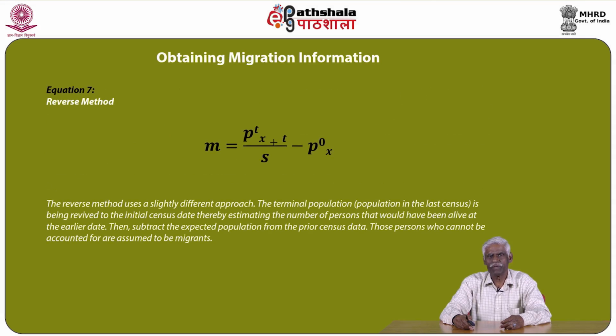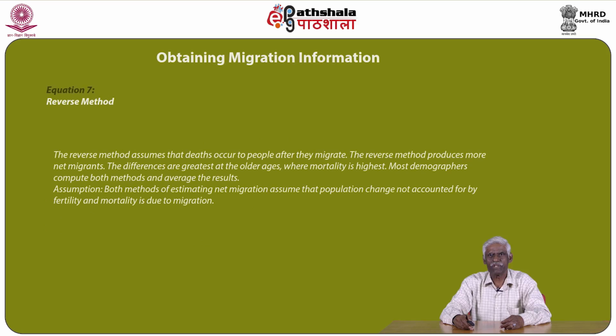The reverse method equation is m is equal to P t x plus t divided by s, minus P naught x. The reverse method uses a slightly different approach. The terminal population, that is the population in the last census, is revived to the initial census date, thereby estimating the number of persons that would have been alive at the earlier date. Then subtract the expected population from the prior census data. Those persons who cannot be accounted for are assumed to be migrants. The reverse method assumes that deaths occur to people after they migrate.